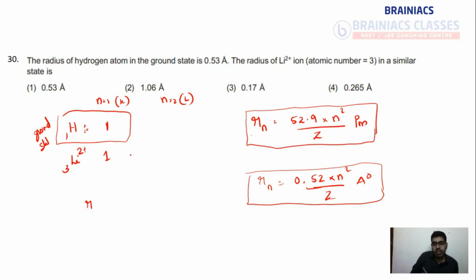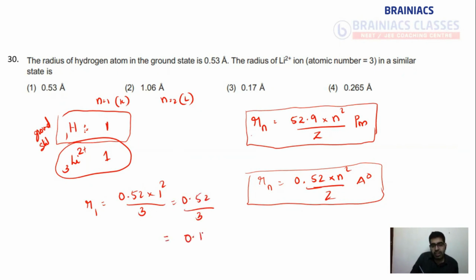So Rn is equal to, here n value is 1. We have to calculate the radius of lithium ion and the electron is present in n equal to 1. So shell is 1. So R1 is equal to 0.52 into n square by Z, that is 1 square by, now what is the atomic number of lithium? That is 3. Z means atomic number, so 3. So that is 0.52 divided by 3, which is equal to 0.17 angstrom. Answer is option 3, 0.17 angstrom.